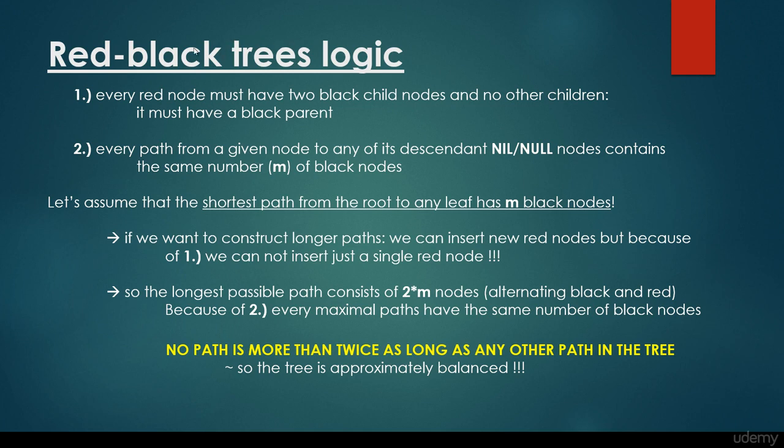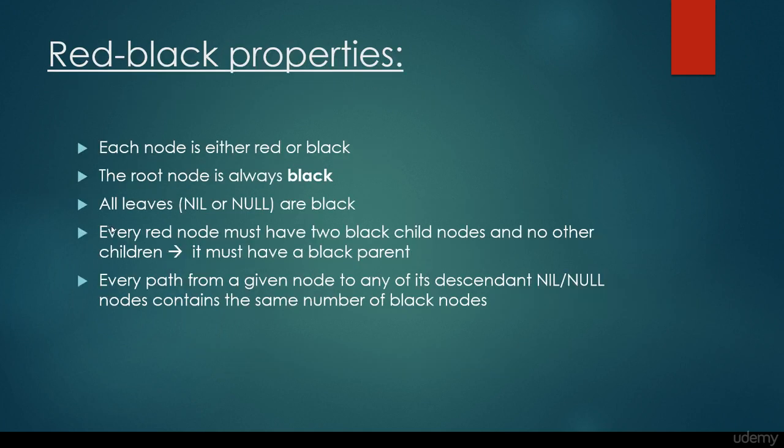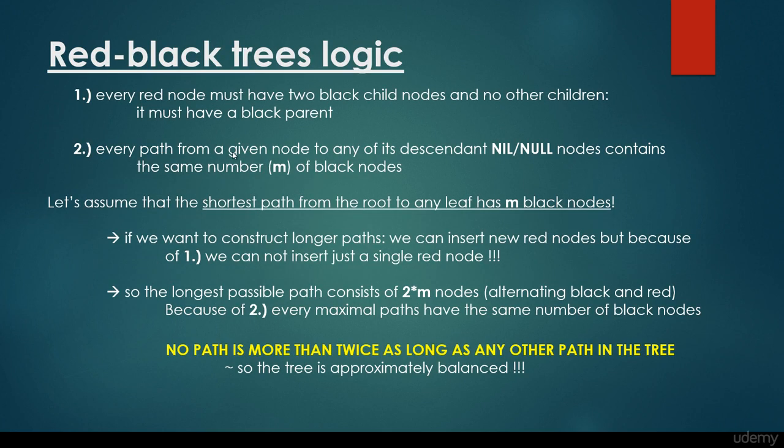But what's the logic behind red-black trees? Why have we defined the principles like this? Why is the root always black? Why are all leaves black, and so on? How can we make sure that with these principles we are going to end up with a balanced tree?